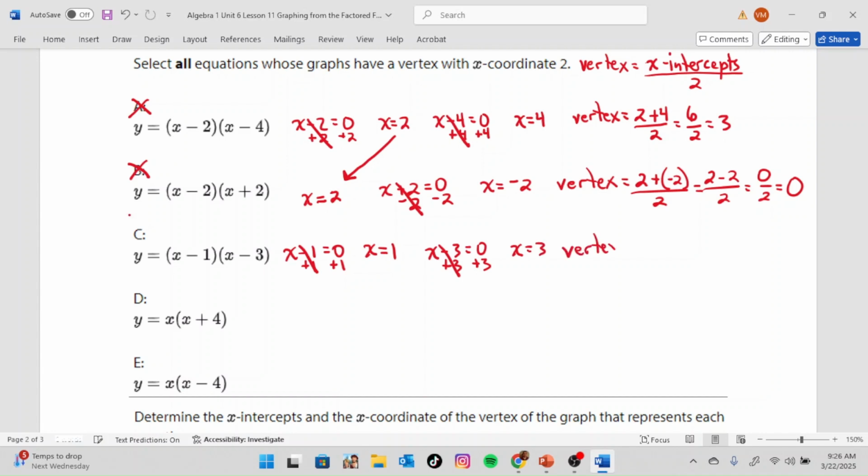So the vertex is going to be at 1 plus 3 divided by 2. 1 plus 3 is 4. And 4 divided by 2 is 2. That's what we were looking for, a vertex with the x-coordinate of 2. So C is a correct choice.